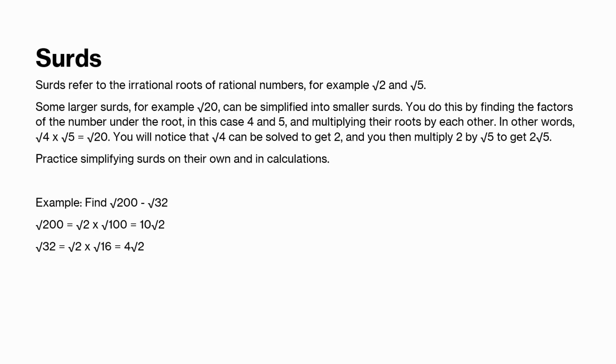Similarly, the root of 32 is just the root of 2 multiplied by the root of 16. Again, 16 is a square number, it's 4. So you get 4 root 2. And then you go back to the original calculation. 10 root 2 minus 4 root 2 will give you 6 root 2.